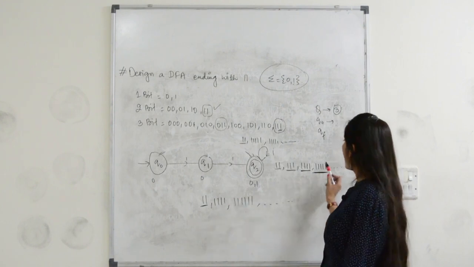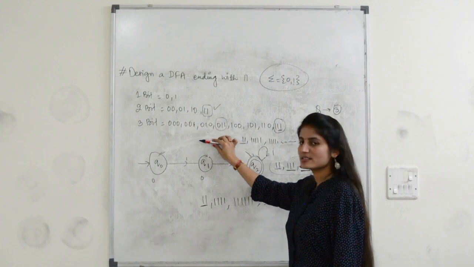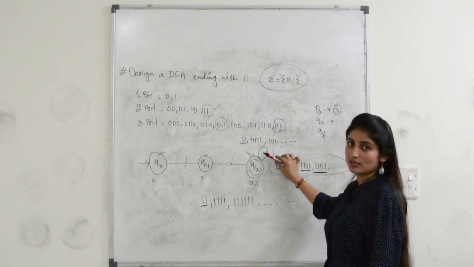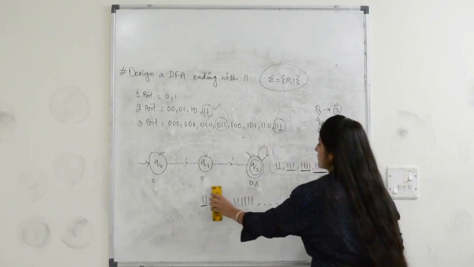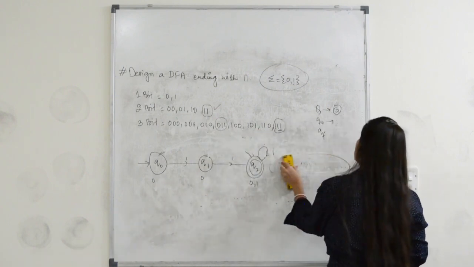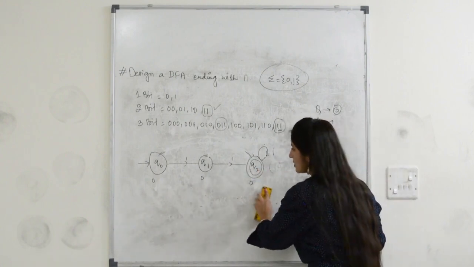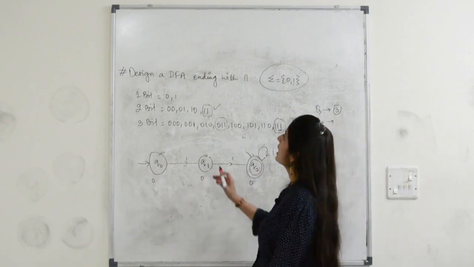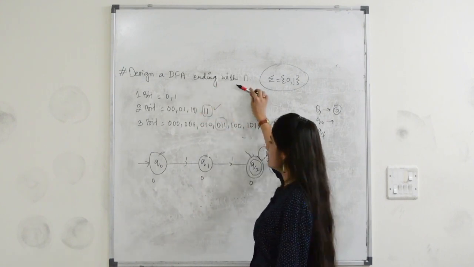So obviously all these strings are ending with double one, but they are not accepted by this and this transition. So we will follow this particular rule as our final transition for 1. So now we have made the transition for all the ones, and now we are left with the transitions of zeros. As it is saying that all the strings should end with double one.